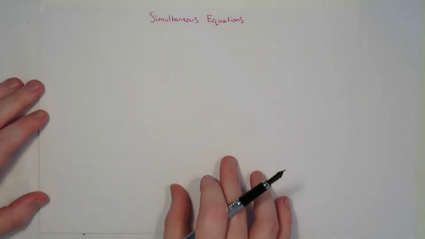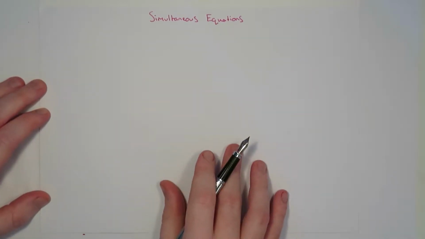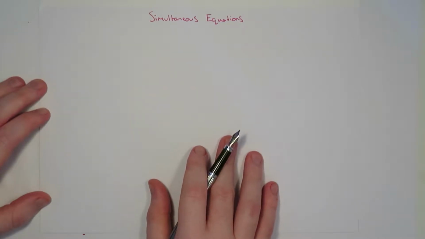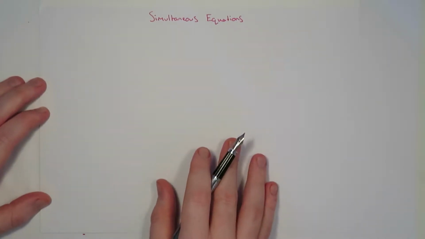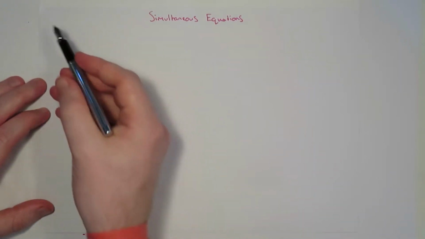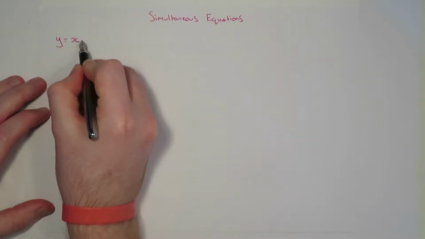So today we're going to be looking at simultaneous equations, and in the past I've demonstrated how to solve simultaneous equations by the substitution method. Here I'm going to show you how to solve them using the elimination method. So let's start off with a quick recap.